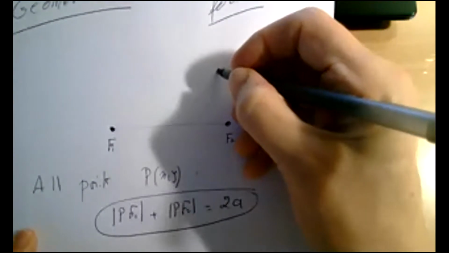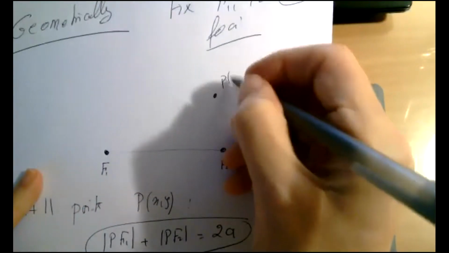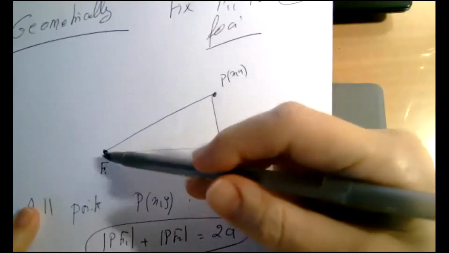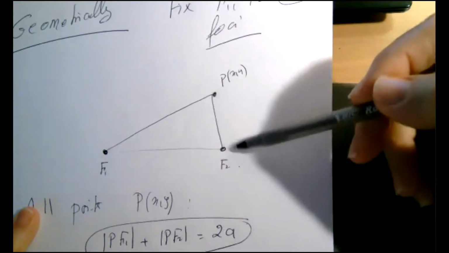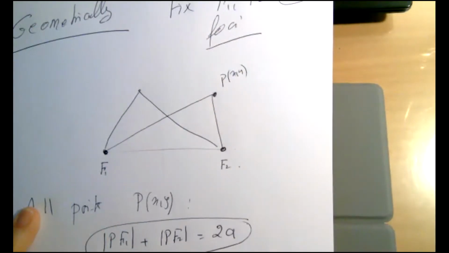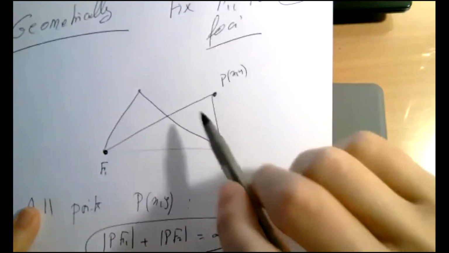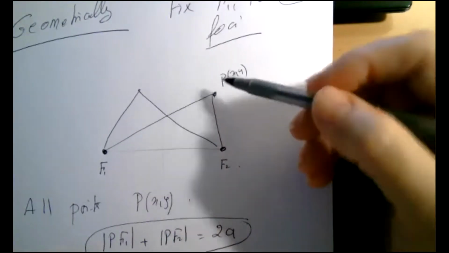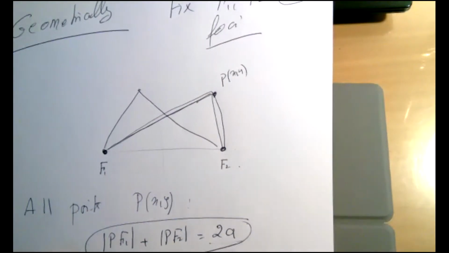It's all the points in the plane that have the following property, and there will be a lot of them. The sum of the distance, it means PF1, the distance from P to F1, plus the distance from P to F2 is a constant number. That's what geometrically is the ellipse. So if this point is on the ellipse, the one symmetric to it will also be on the ellipse. So geometrically, the ellipse is all the points that satisfy the condition that the sum of the distance has to be a fixed number.